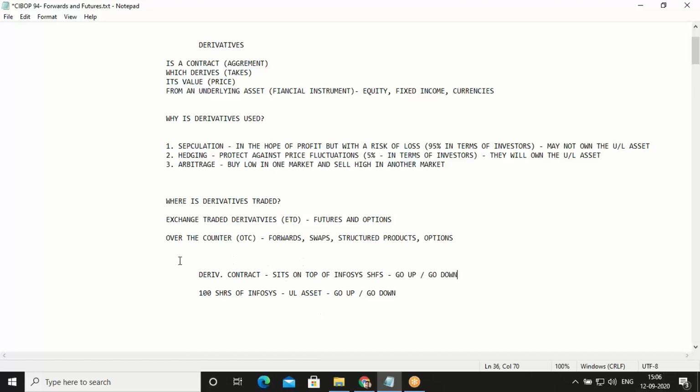So is this idea very clear about what derivatives are, why they're traded, and where they're traded? Again, please understand that derivatives do not have a mind of their own. They're going to do what the underlying asset is doing. If the underlying asset price is going up, the same thing is going to happen to the derivative contract. If the underlying asset price is going down, so is the price of the derivative contract. Quickly write this down and then we'll move on.